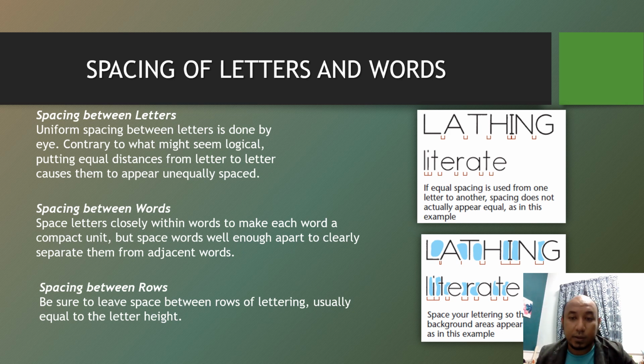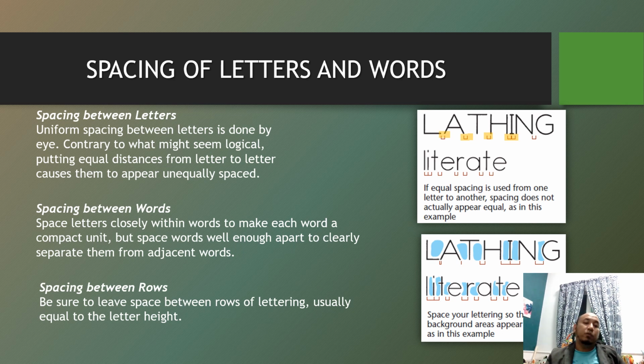Spacing between the letters: uniform spacing between the letters is done by eye, contrary to what might seem logical. Putting equal distance from letter to letter causes them to appear unequally spaced. It means the spacing distance must be even. Not too close, not too far.